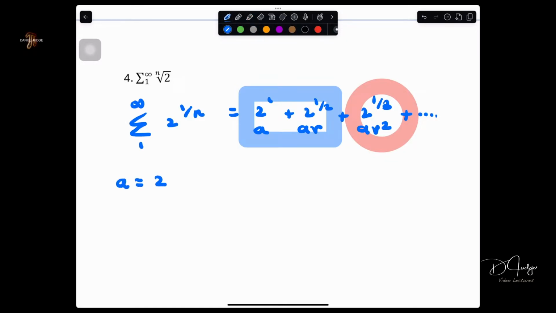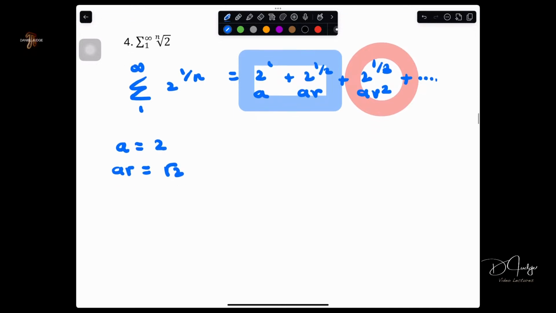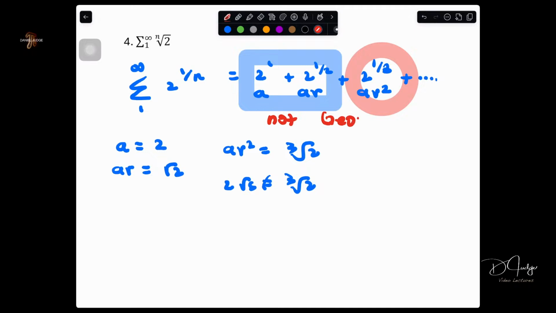This means a is 2. AR is the square root of 2, 2 to the 1/2. And AR squared needs to be the cube root of 2 now, because that's 2 to the 1/3. 2 times the square root of 2 is certainly not the cube root of 2. So this series is not geometric. All right.